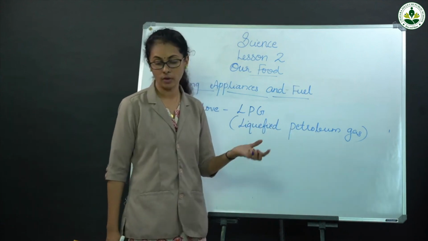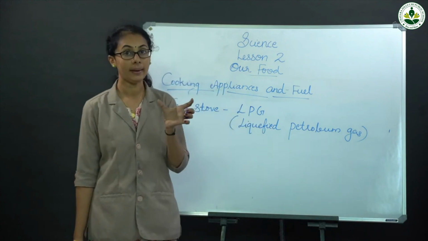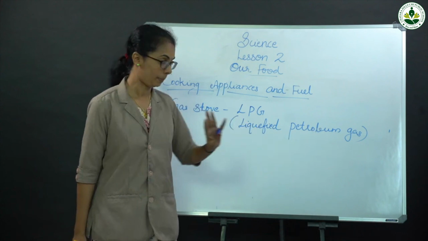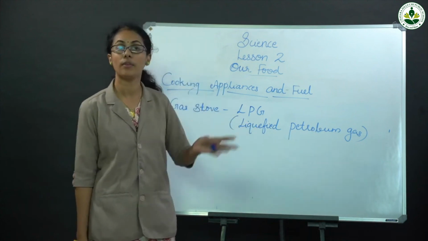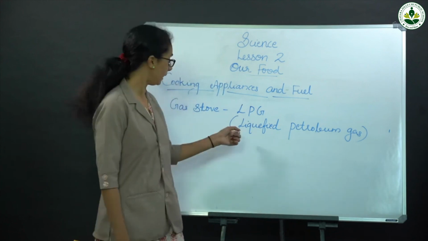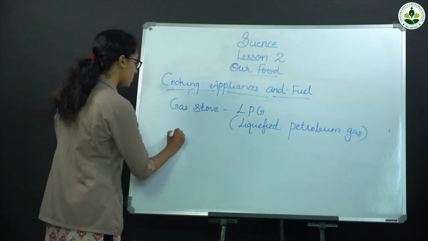The fuel flows from the cylinder to the stove through a pipe. In a gas stove, the fuel is LPG, liquefied petroleum gas.